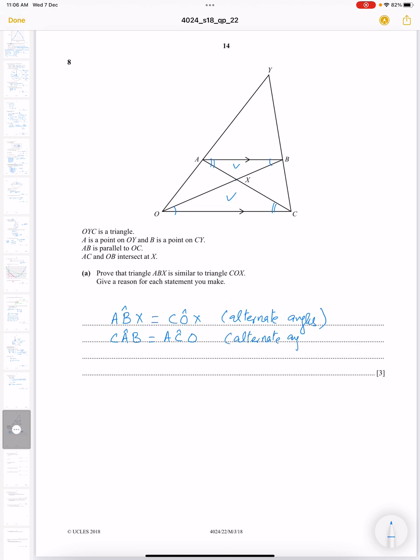The same reason. Since the question is of 3 marks, let's give a third statement as well. Angle OXC is equal to BXA. These are vertically opposite angles. Since the three angles are the same, therefore triangle ABX is similar to triangle COX, by the AA similarity test.